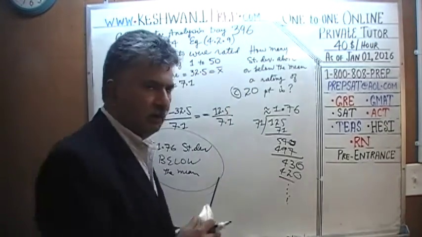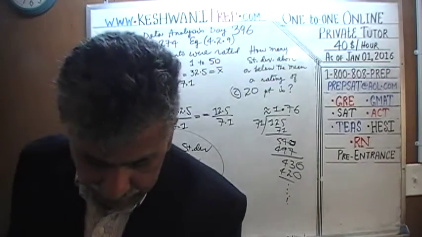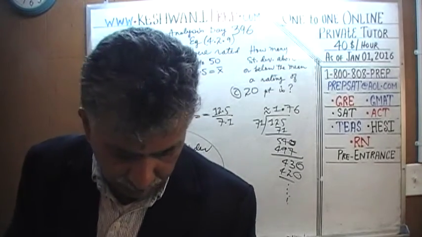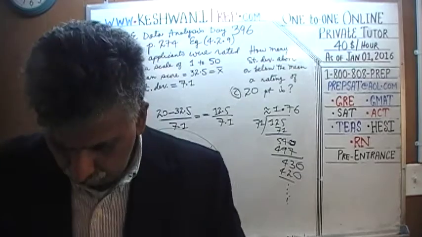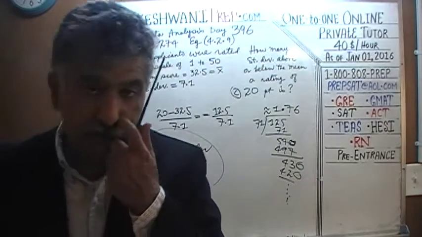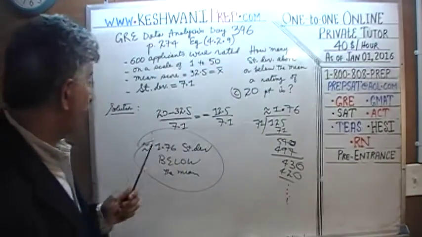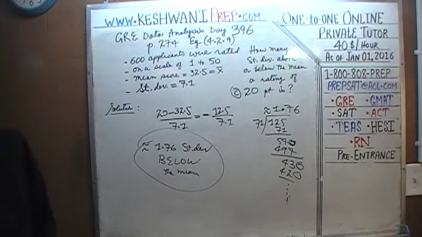That was part C. Let's move on and do part D. The part D that we're going to do is not in the book, so don't look for it. It is something that is extra. So here's part D.